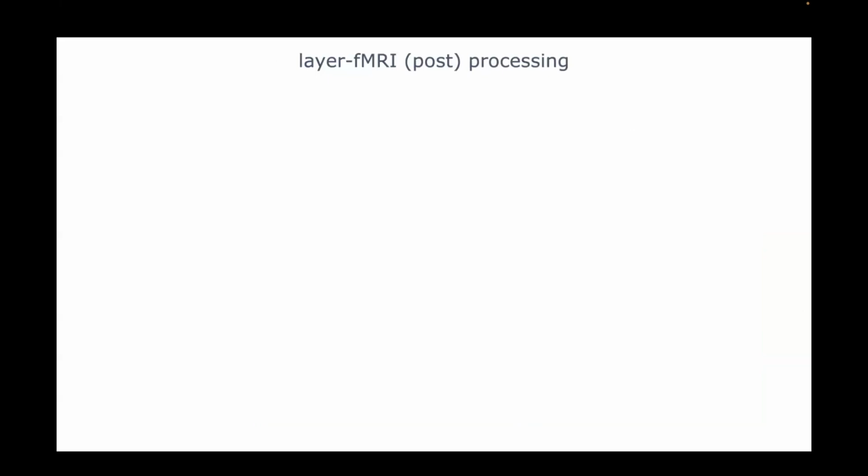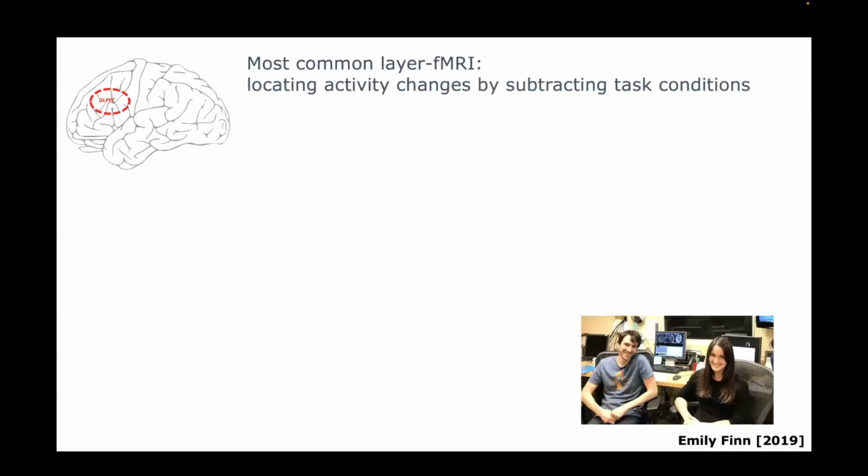Let's jump to post-processing. How do people make sense of layer-dependent fMRI data in order to tease out information that they cannot see with conventional imaging? I think the vast majority of studies out there just look at one brain area, zooming into that cortical area, and then use an approach that you use with conventional fMRI location mapping, basically looking at task subtractions and trying to quantify at which layer these task subtractions are bigger or smaller.